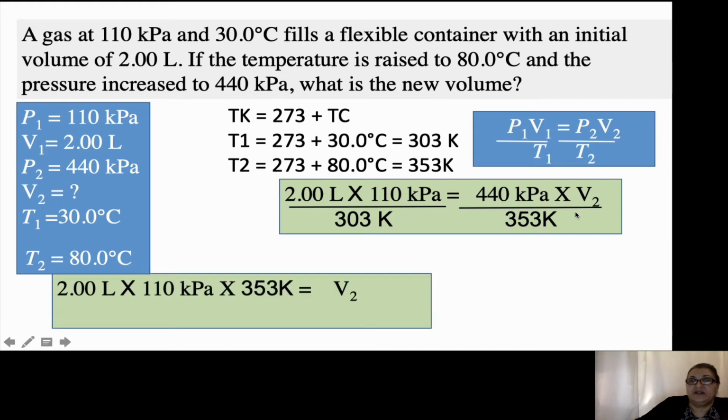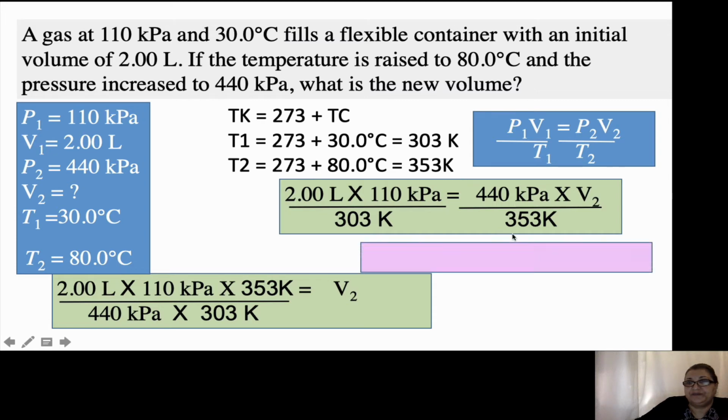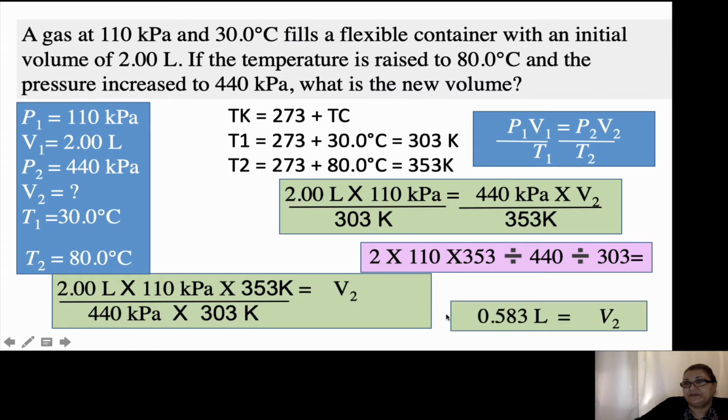Now you solve for V2 by multiplying both sides by 353 and dividing both sides by 440. So you multiply by 353 and divide by 440 to cancel out these two. So 2 times 110 times 353 divided by 440 divided by 303 will give us 0.583 liters. So that's our new volume.